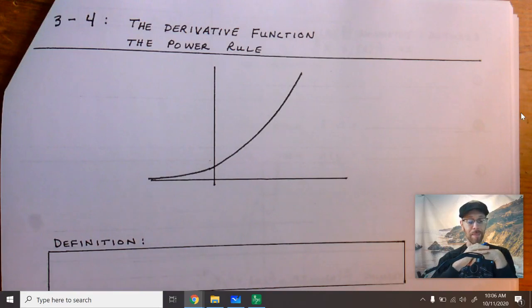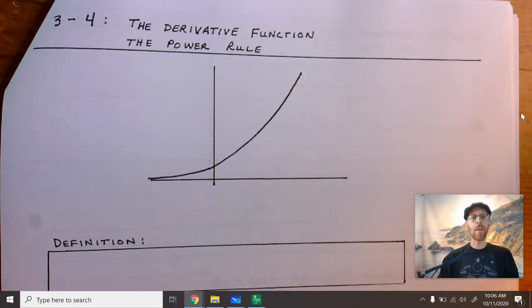And on with today's lesson. Today we're going to be talking about section 3-4, the derivative function and the power rule.